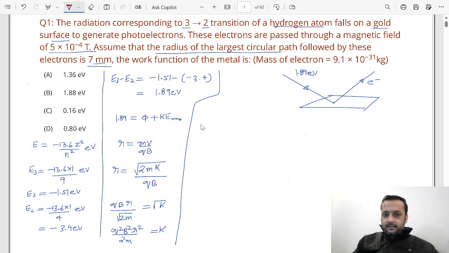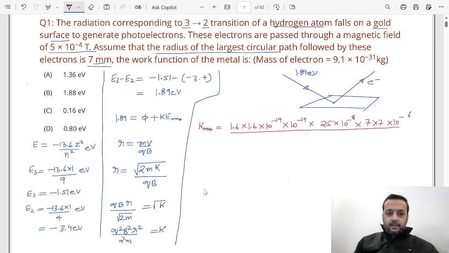So basically here the kinetic energy maximum will be q square, meaning 1.6 into 1.6 into 10 to the power minus 19 into 10 to the power minus 19. B square means 25 into 10 to the power minus 8. Radius is 7 millimeters, so squaring it, you have to convert this into meter first. That will be 7 into 7 into 10 to the power minus 6, divided by 2 into mass of the electron, which has been given 9.1 into 10 to the power minus 31. Now understand that this answer you will get in joules.